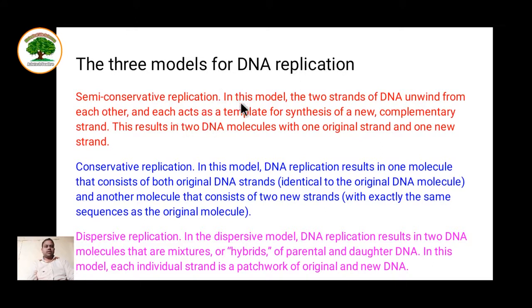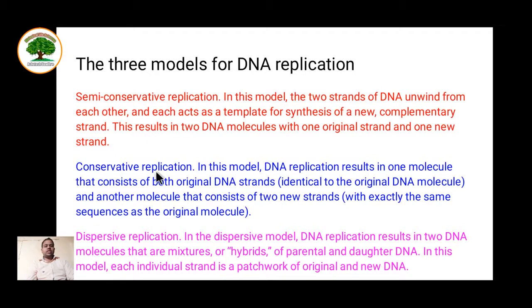In semi-conservative replication, the two strands of DNA unwind from each other, meaning the parent will have two strands and they unwind, and each acts as a template for the synthesis of a new strand. So the original copy of the parent is conserved, one copy. Complementary strand, this results in two DNA molecules with one original strand and one new strand. So this is semi-conservative because one parent strand is conserved here.